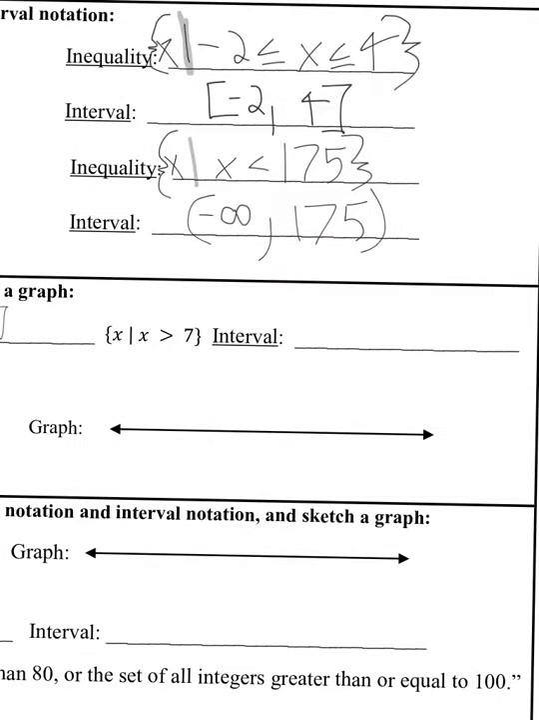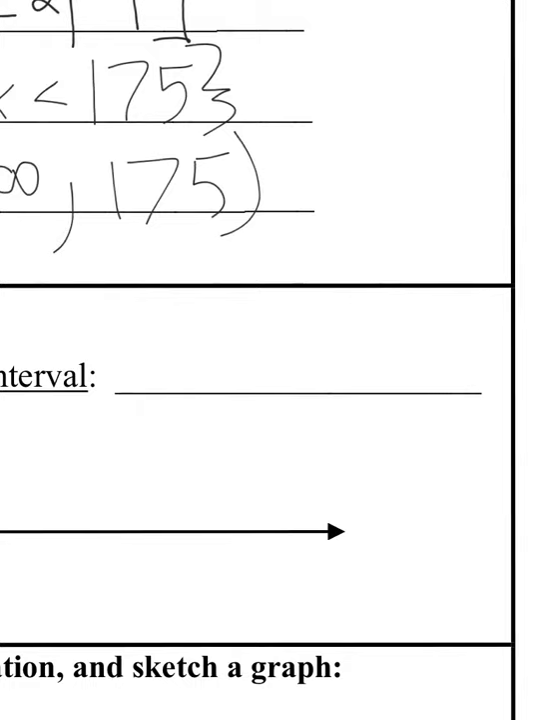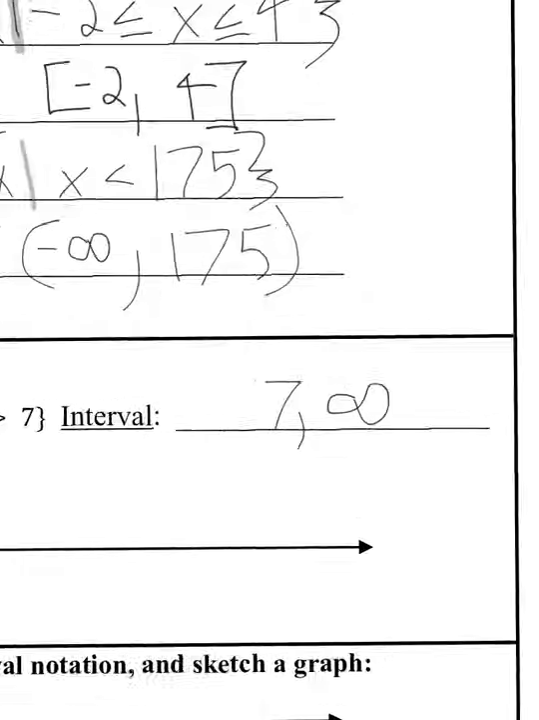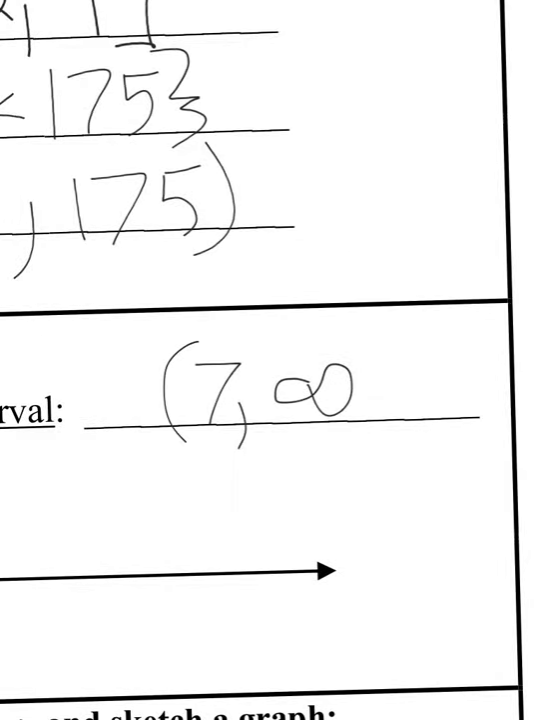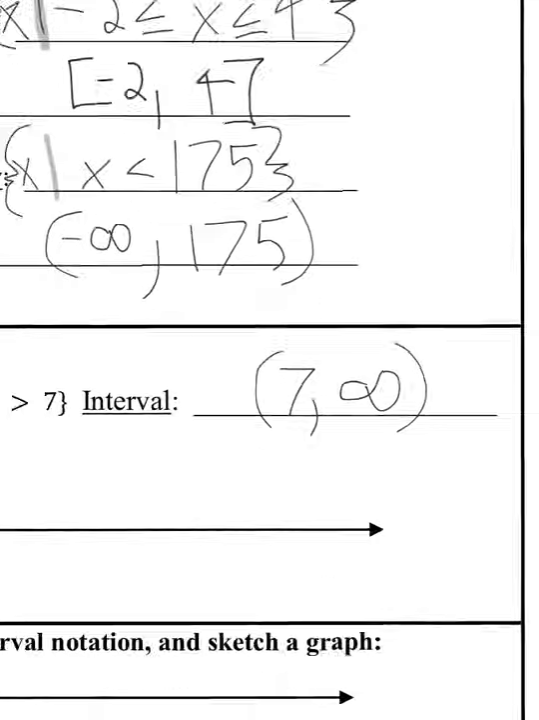On this one, x is greater than 7. So in interval notation, you're going to write 7. And then what's greater than 7 if you were to just keep going? Infinity. So it didn't say greater than or equal to, did it? So I'm just going to use a parentheses, and then you'll always have parentheses for infinity.